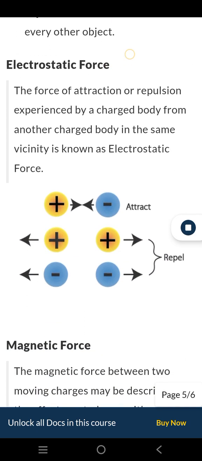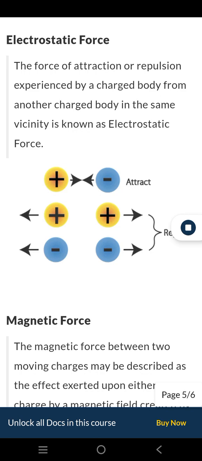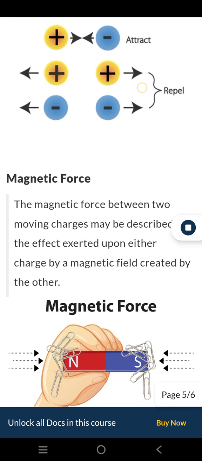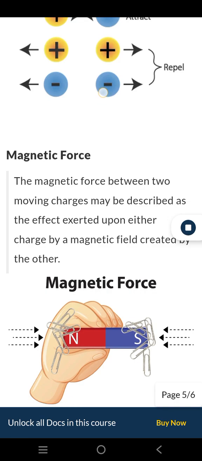Electrostatic force: the force of attraction or repulsion experienced by a charged body from another charged body in the same vicinity is known as electrostatic force. Magnetic force: the magnetic force between two moving charges may be described as the effect exerted upon either charge by a magnetic field created by the other.